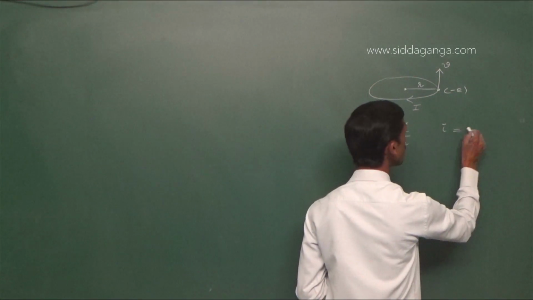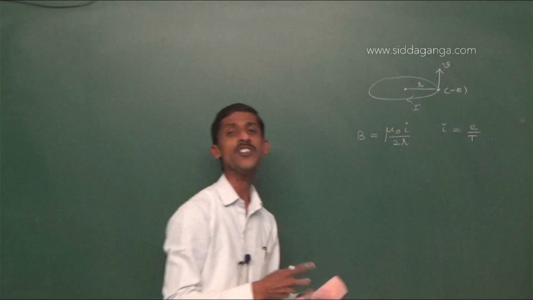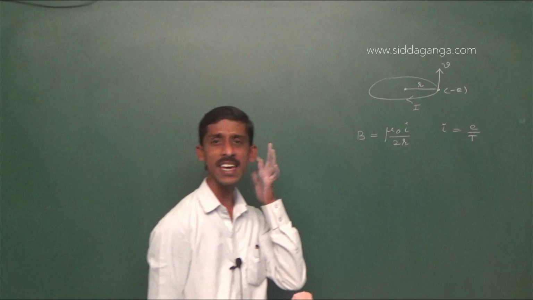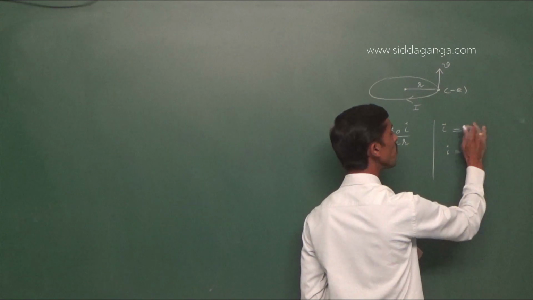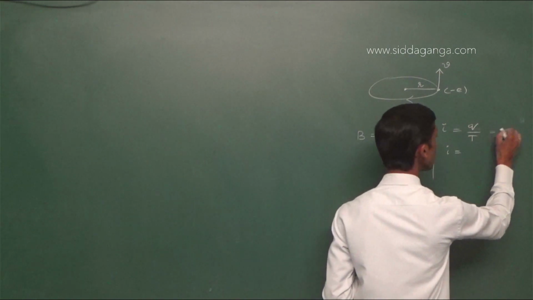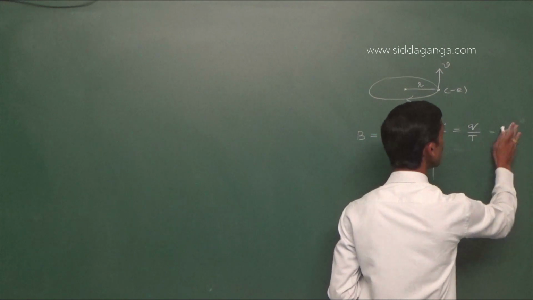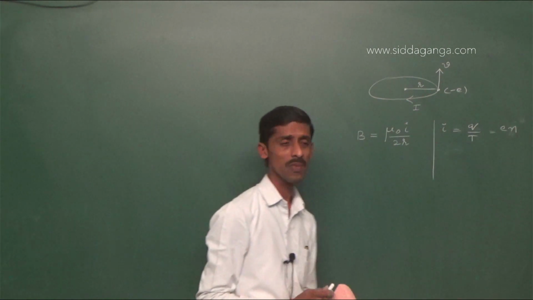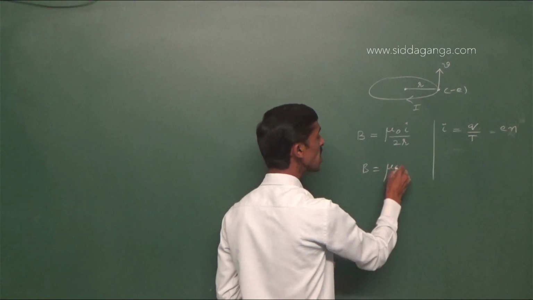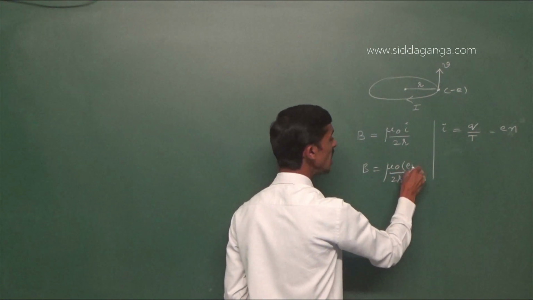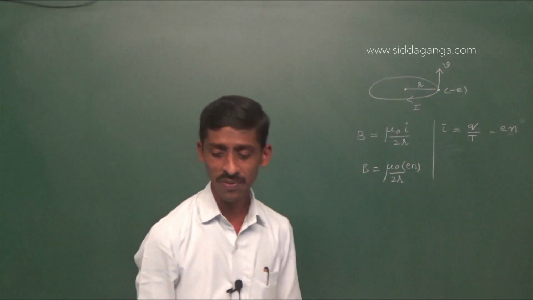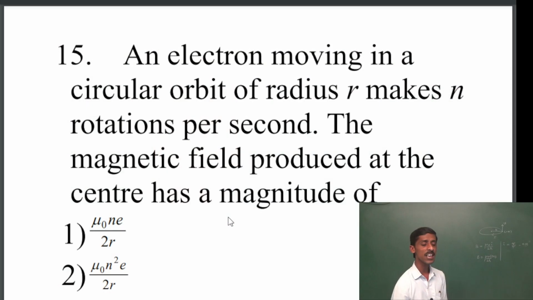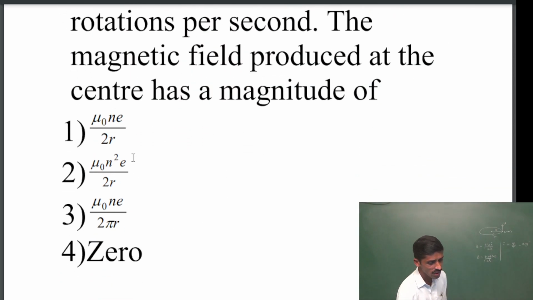Current is constituted by the electron because of its revolution. How many revolutions is it making per second? n revolutions. So from the definition of current, charge by time period. Here the charge is the electron's, and the frequency of revolutions is given, that is n. So B is equal to mu naught by 2R, and in the place of current, e into n. So mu naught n e by 2R is the expression for the magnetic field at the center due to the revolution of the electron. So the first option is correct.